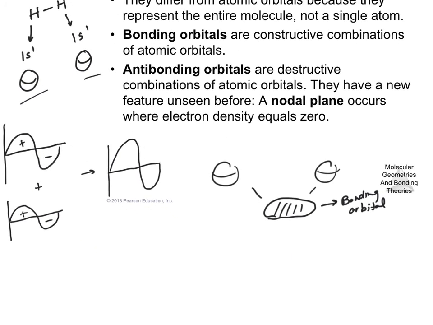Now, there is another way that we could take these two atomic orbitals and combine them. We could combine them in a destructive manner. So one of the waves, or one of the orbitals, could be completely out of phase, which we'll denote with a little color. So completely out of phase with the other one. If I take two waves and combine them and they're out of phase, what am I going to get?